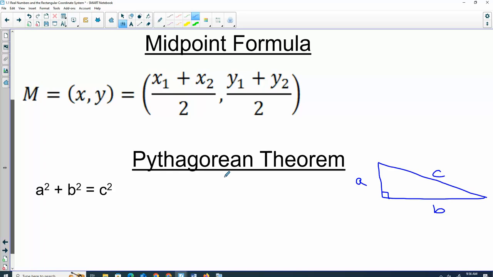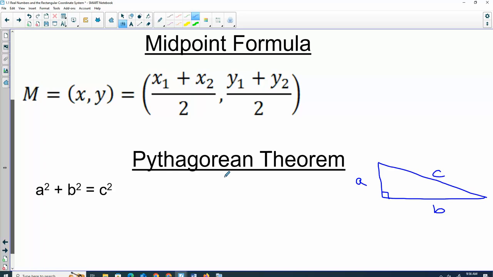Like any of these calculations, I never want a decimal. So if you get the square root of 2, I want you to leave it like that. I don't want you to put in 1.4. If you get the square root of 27, I want you to break that down into 3 radical 3. I don't want you to give me a decimal. So we want exact values on any of these calculations.